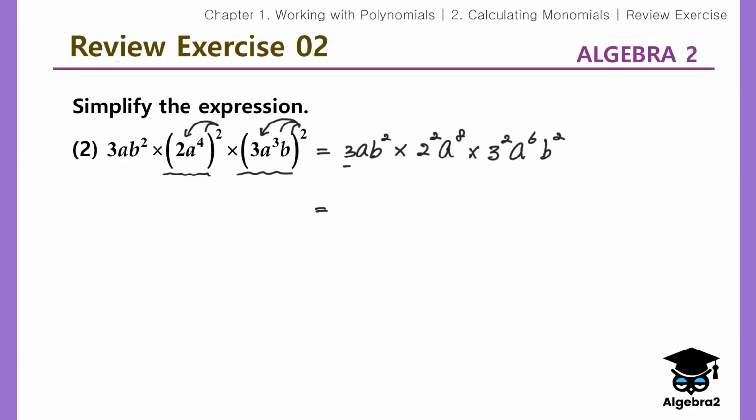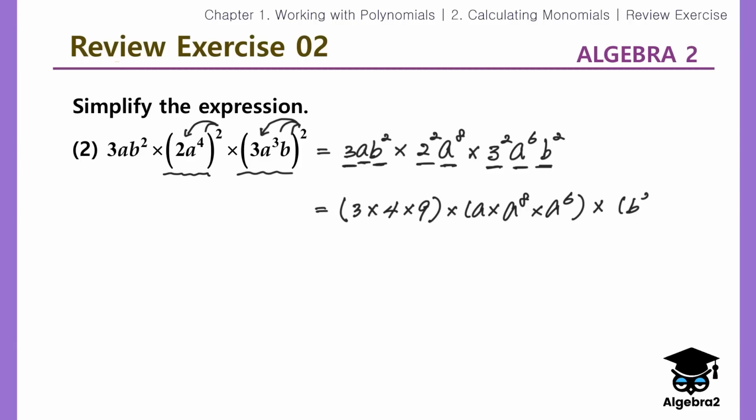So, number first. 3 times 2 squared, 4. 3 squared, 9, right? And variable a. So we have a times a to the 8 times a to the 6 times b squared and b squared. B squared times b squared.